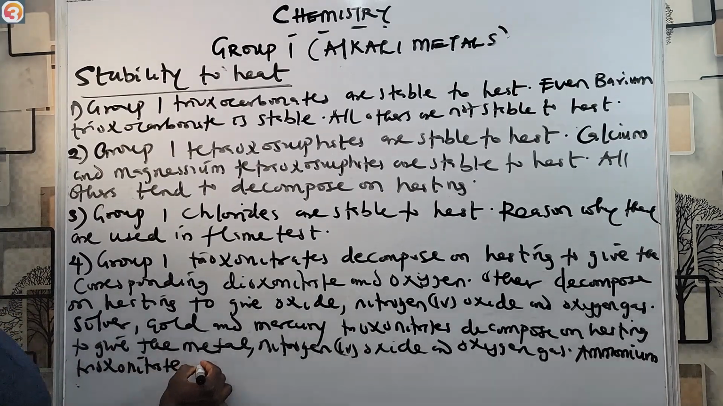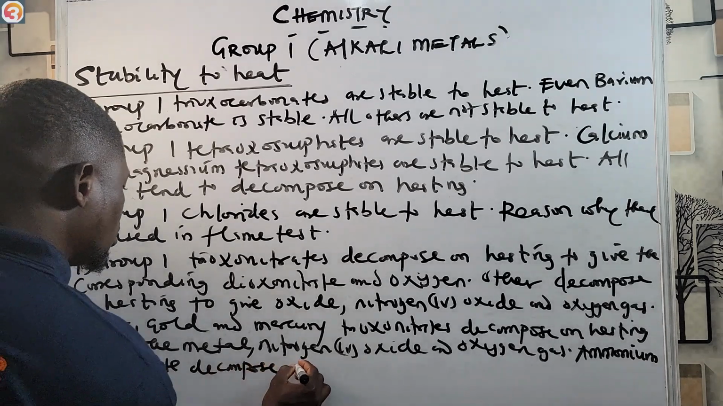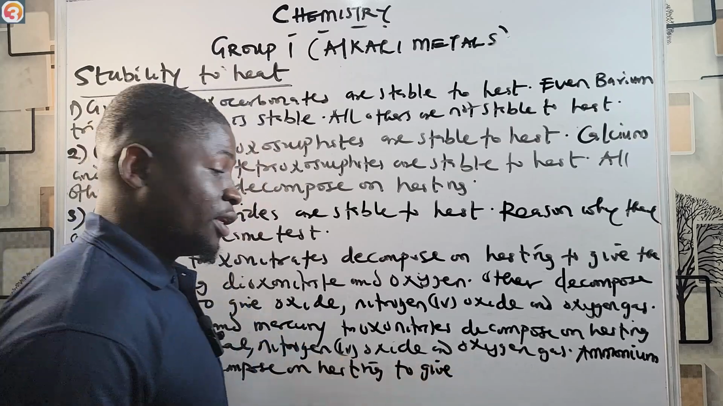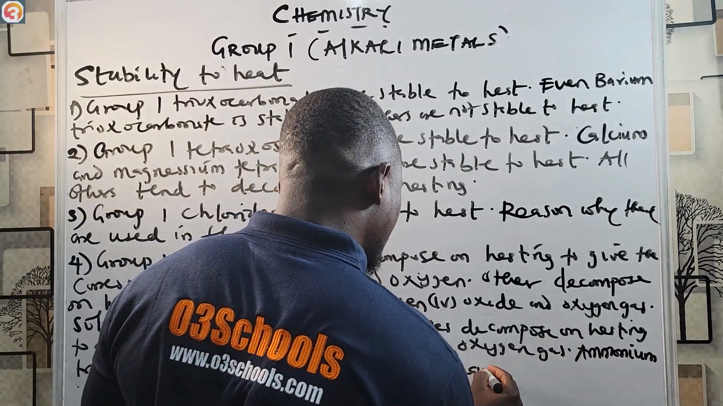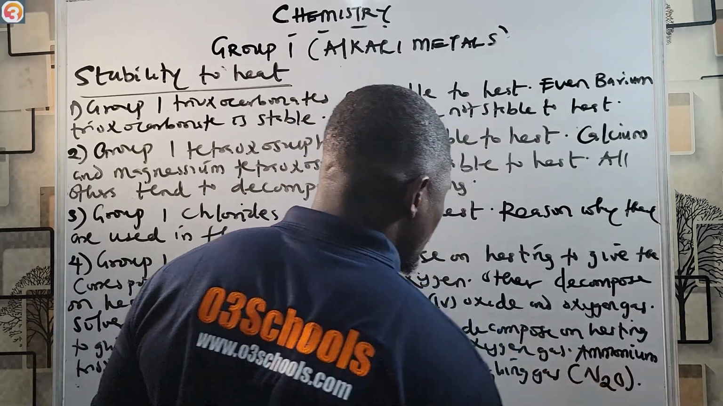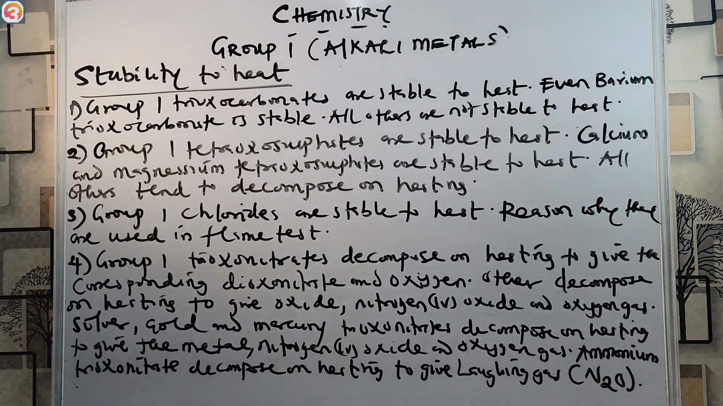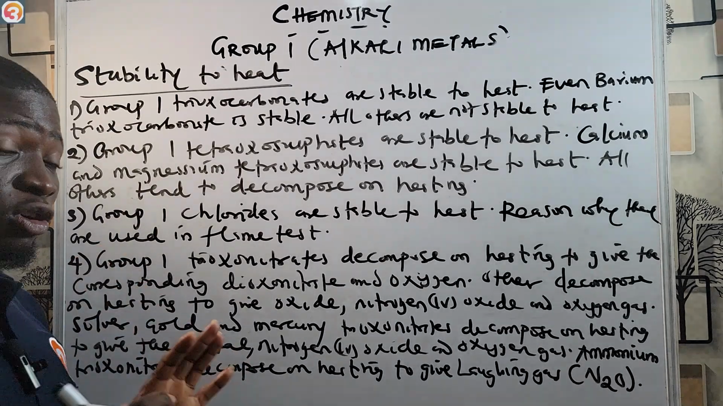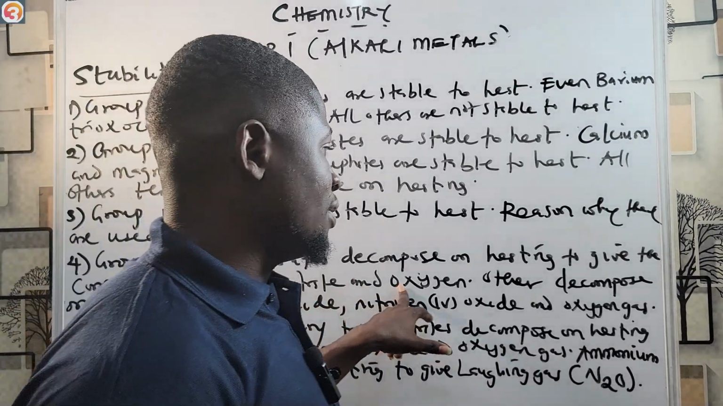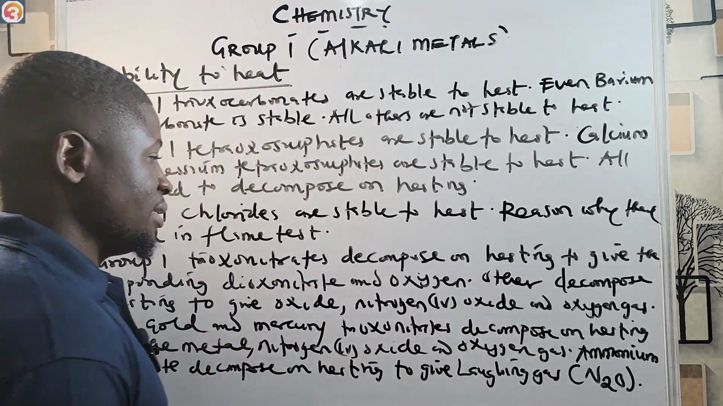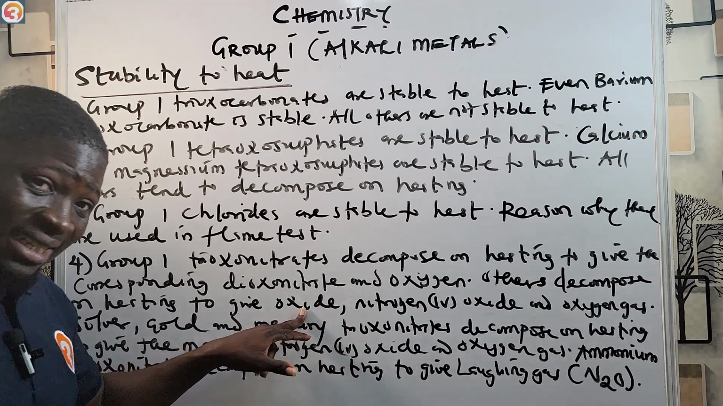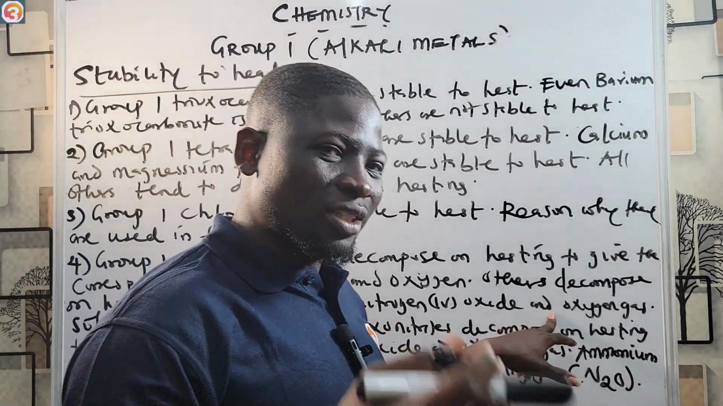Now, then there's another last one called ammonium trioxonitrate. It decomposes on heating to give laughing gas. Wow, that is N2O. All right, so please take note of this trioxonitrate. Group 1 trioxonitrates decompose on heating to give, first of all, the corresponding dioxonitrate and oxygen, right? Others decompose on heating to give the oxide, then nitrogen(IV) oxide and oxygen, right?